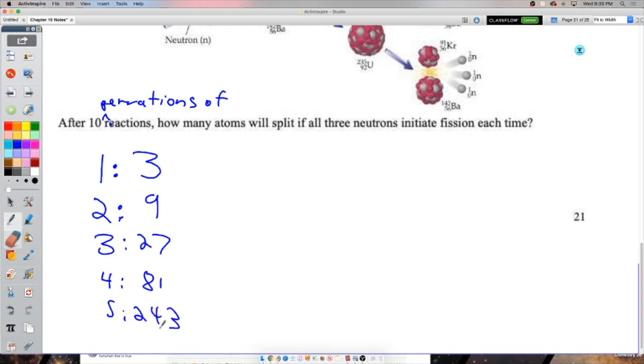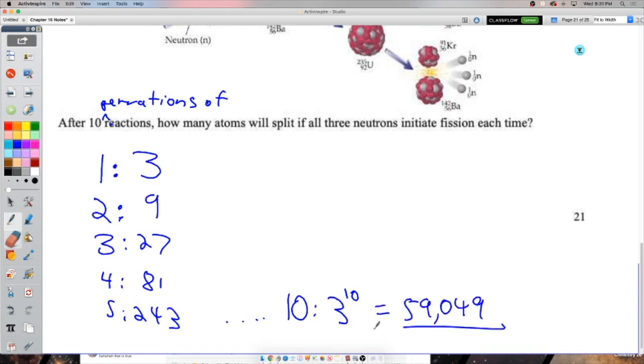Do you see the pattern here? We're doing powers of 3, right? Because each time we're multiplying by 3 for the potential reactions that can now occur. And then that gets multiplied by 3 and multiplied by 3. So we had 3 to the power of 1, 3, 3 to the power of 2, 9, 3 to the power of 3, 27, right? So by the time we get to the 10th generation of reactions, we're going to have 3 to the power of 10, because it's been 3 times 3 times 3 over and over and over again.